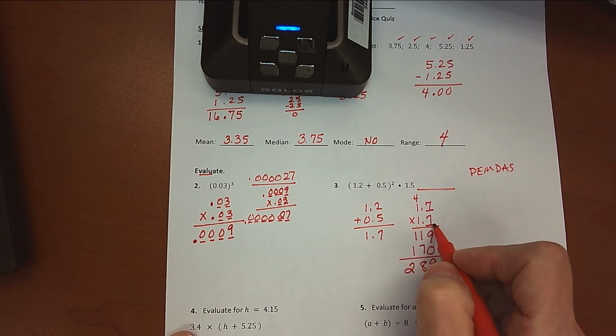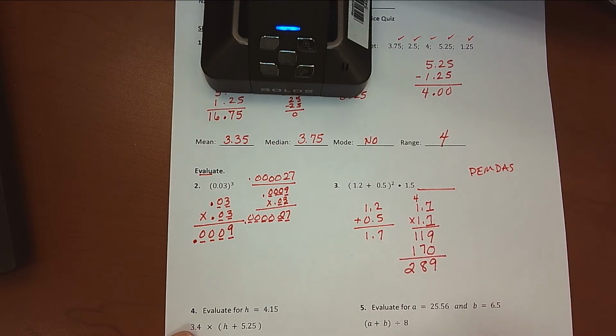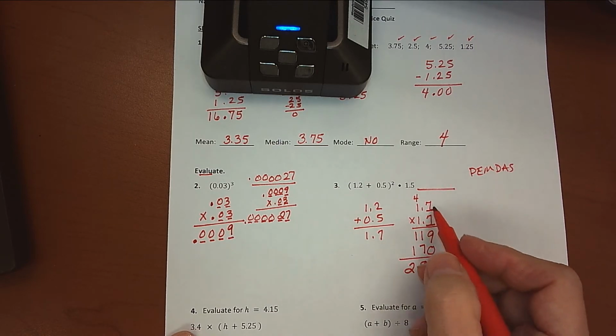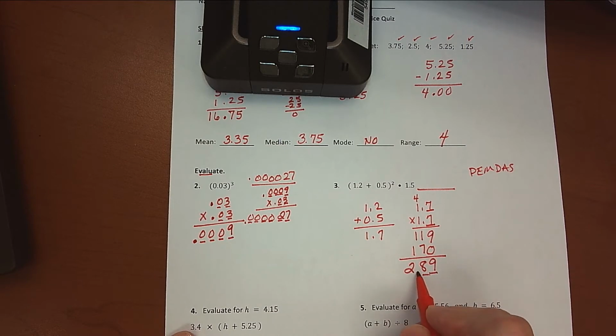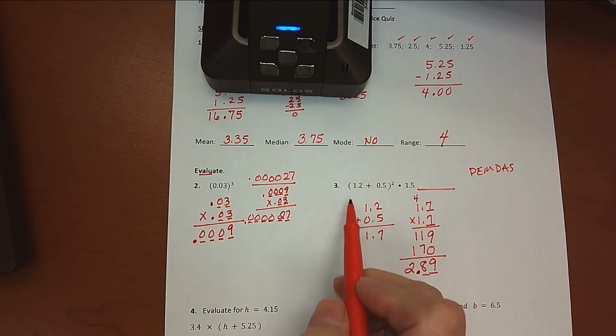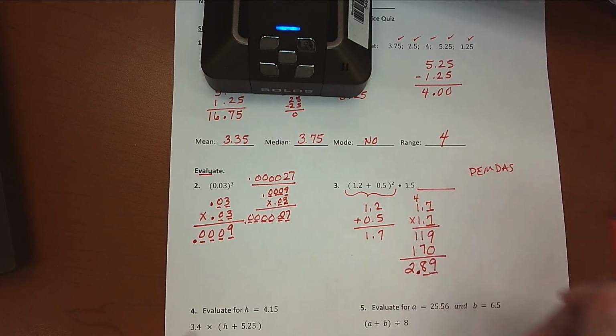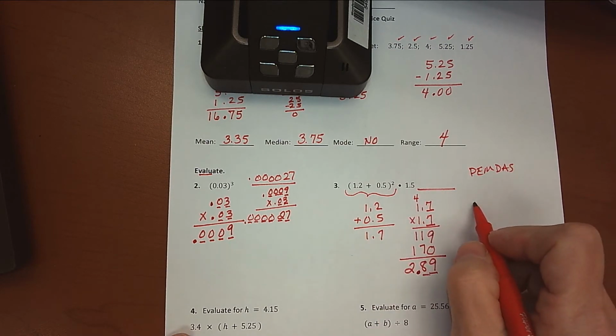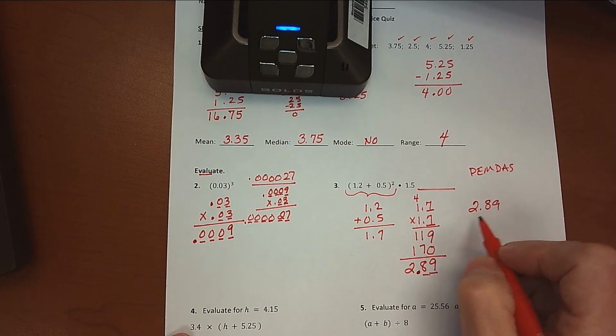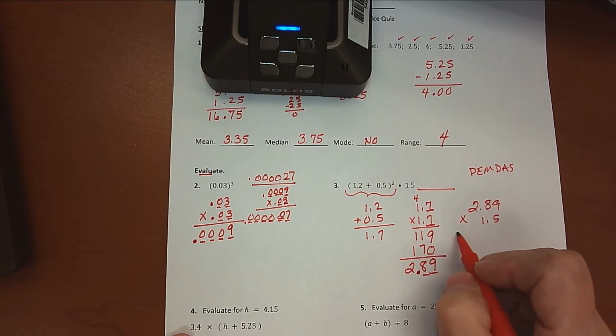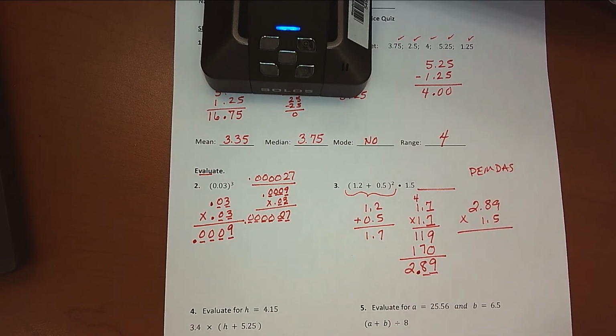And I need 2 places behind the decimal point in the problem, so I have 2 spaces behind the decimal point in the answer. All right, so my answer to this part of the problem is 2 and 89/100. I still need to multiply by 1.5. 2 and 89/100 times 1 and 5 tenths. Again, I don't care about those decimals right now. It's like 289 times 15.